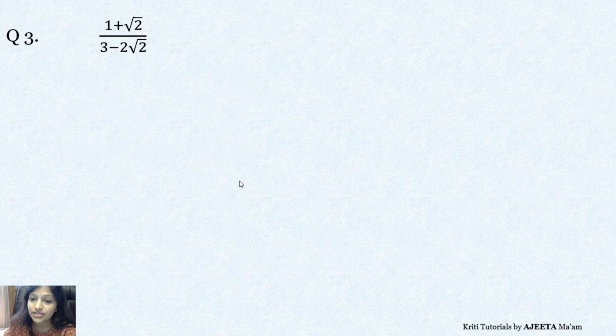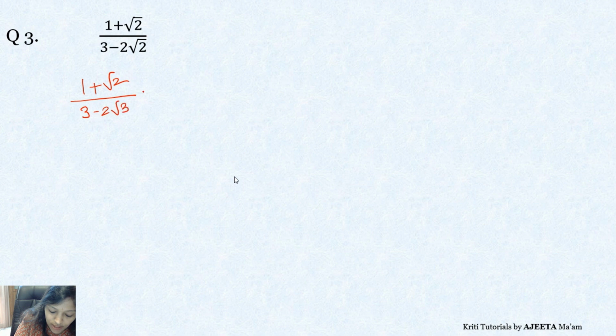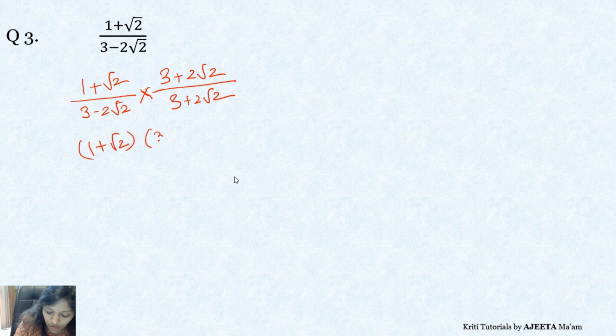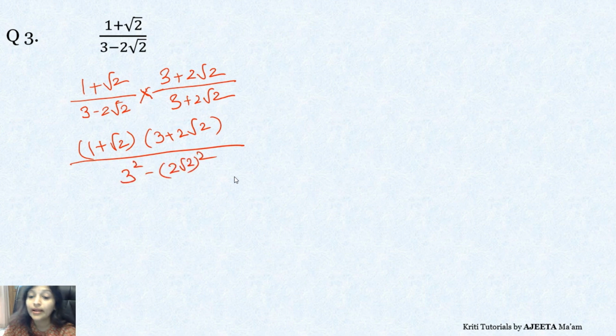Now let's move on to the next. So now what do we have? We have the next question. Now here we have 3 minus 2 root 2 in the denominator. Okay, so 1 plus root 2 is in the numerator and 3 minus 2 root 2 is in the denominator. Okay, now we will multiply it by 3 plus 2 root 2. Now let's multiply and check. So 1 plus root 2, 3 plus 2 root 2. So here we have 3 square minus 2 root 2 whole square, right? So now let's make it.